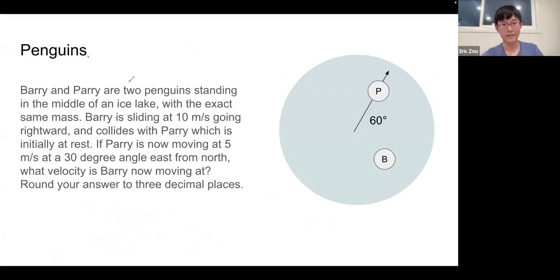This is also sort of an application problem. We have two penguins standing with the same mass. So Barry is over here. Well, they were over here. Well, this moves here at 10, and they collide. And now Perry is moving in this direction. And now we want to find Barry's speed or velocity, so this includes magnitude and direction.